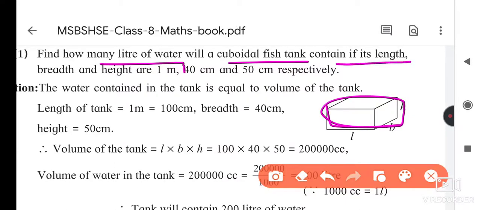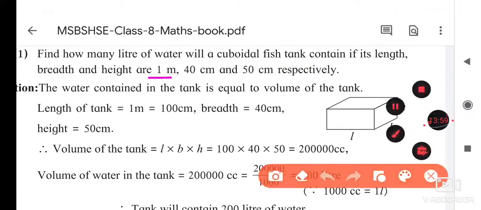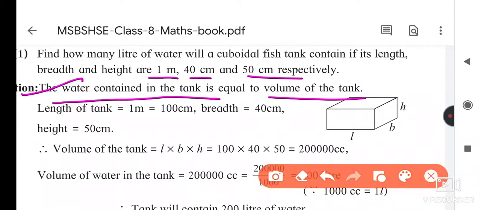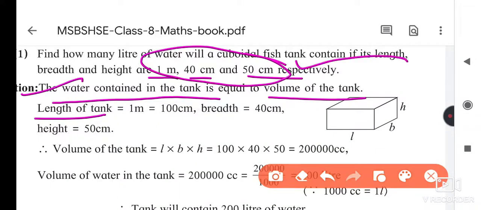If its length, breadth and height are, length is 1 meter, breadth is 40 centimeter and height is 50 centimeter respectively. The water contained in the tank is equal to the volume of the tank, as I told you before. We have to find its capacity, which means we have to find its volume. Just now we studied that if all the units are the same, then we can apply the formula.